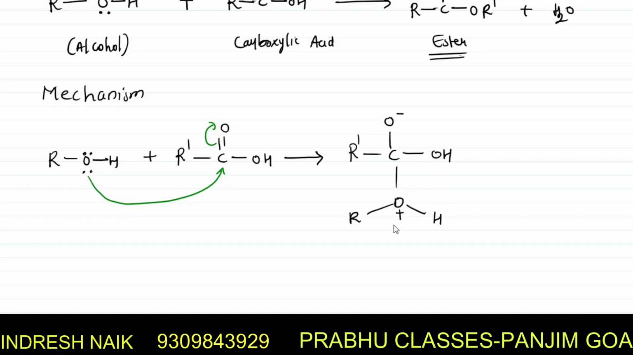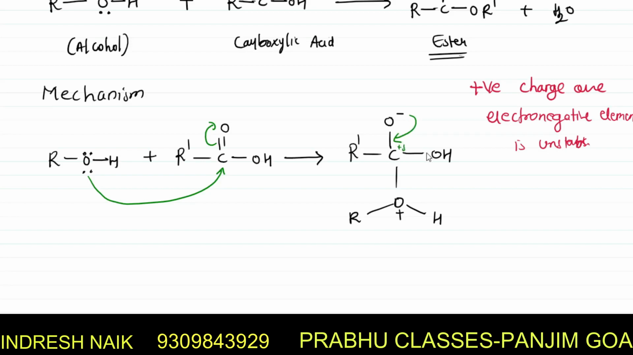Always remember that a positive charge on an electronegative element is unstable, very unstable. So oxygen is electronegative and the positive charge is there. So what will happen? The pi bond will again move; this is the electron deficient carbon, so this electron will shift over here. This will break. This is the weakest bond, carbon oxygen.